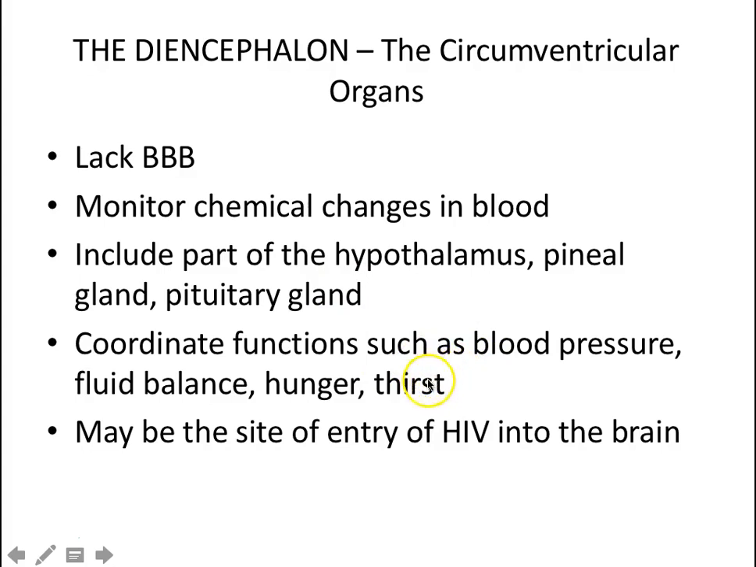Now, the unfortunate thing about lacking a blood-brain barrier is that these sites are particularly vulnerable to the entry of different viruses. So things like rabies virus or HIV and other viruses may gain entry to the brain through these circumventricular organs because they don't have that strong barrier.